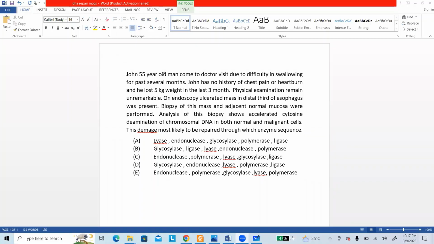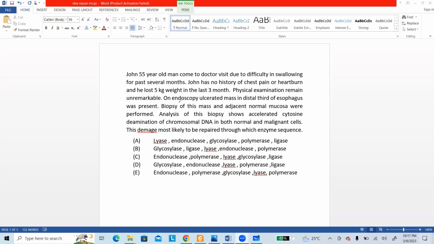John, a 55-year-old man, comes to the doctor visit due to difficulty in swallowing for the past several months. John has no history of chest pain or heartburn, and he lost 5 kg of weight in the last 3 months. Physical examination remains unremarkable.